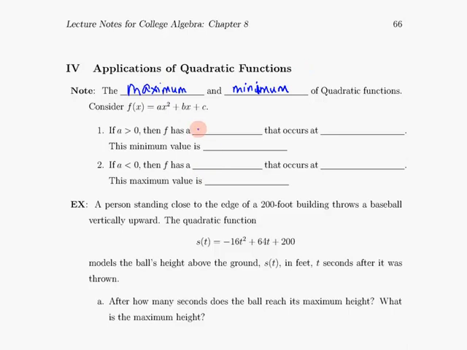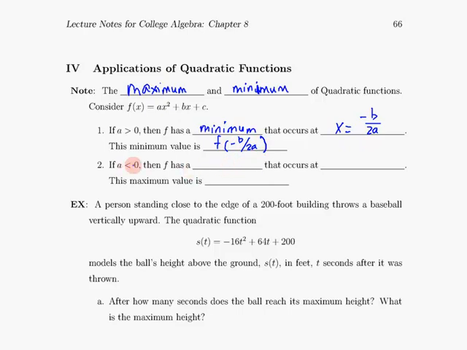If a is positive, then f has a minimum that occurs at the vertex, namely, since we have a formula for it, minimum that occurs at x is equal to negative b over 2a. And the minimum value is whatever you get when you plug that into the function.